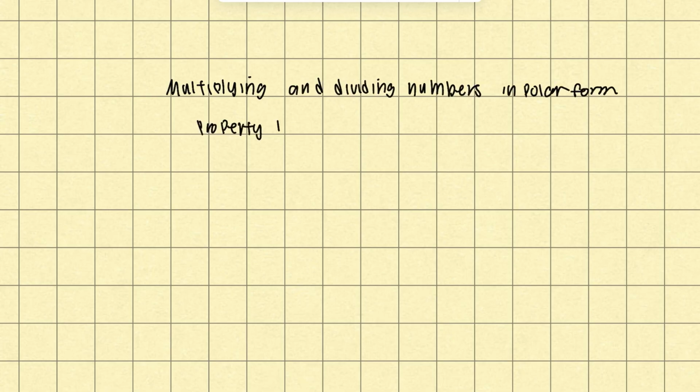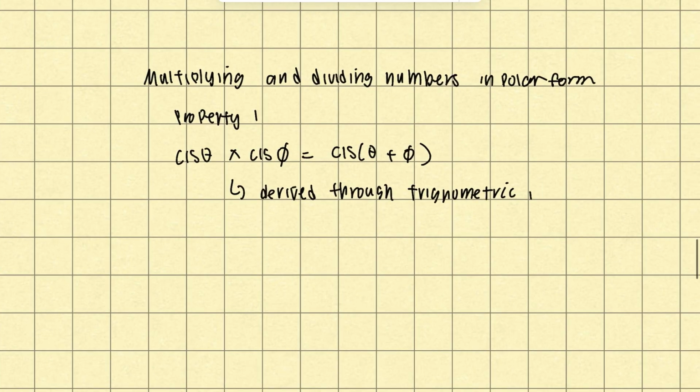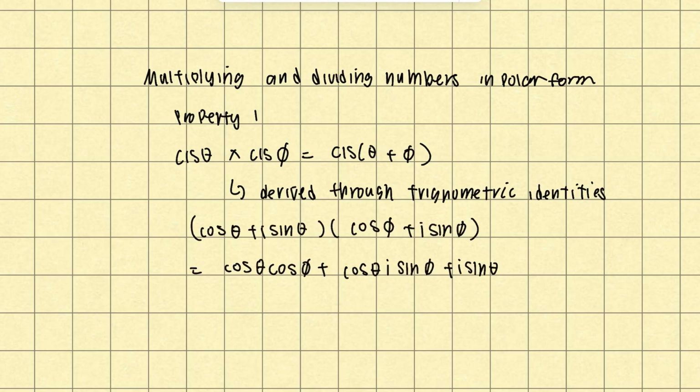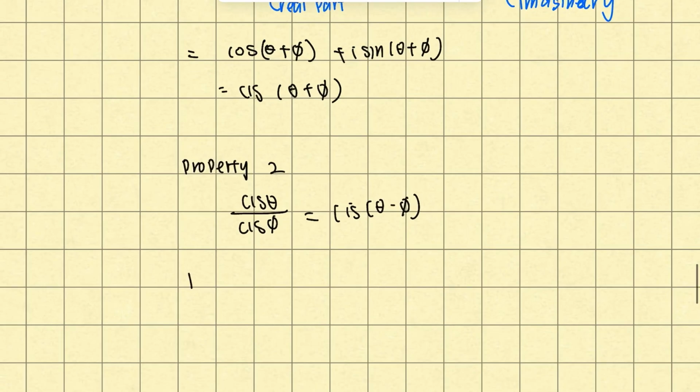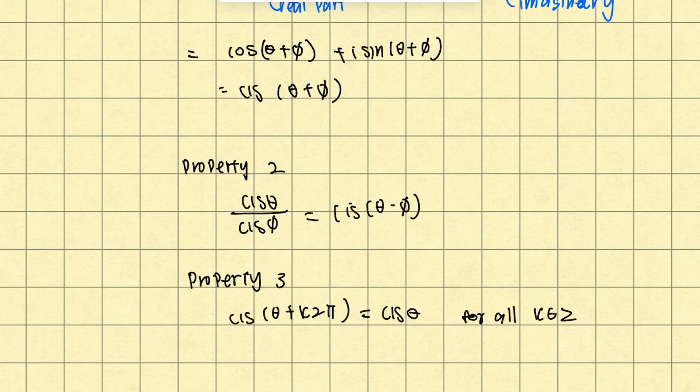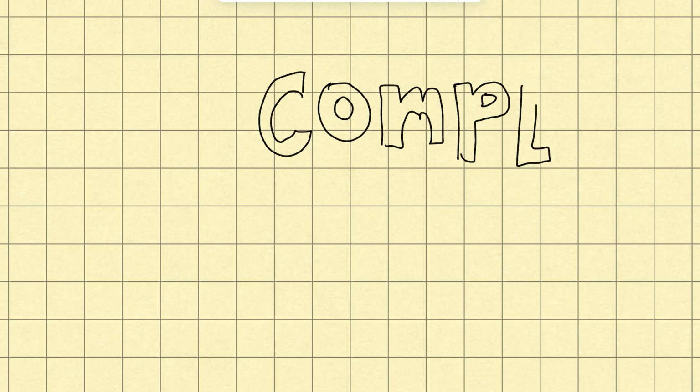We can also multiply and divide numbers in polar form. Take two numbers, cis theta and cis phi, that are multiplied against each other. By expanding the product, we can use trigonometric identities, specifically the compound angle formulas, to derive that it is equal to cis of theta plus phi. Property 2 is for cis theta divided by cis phi, which gives cis of theta minus phi. This can be derived in a similar manner through trigonometric identities. Lastly, cis of theta plus 2k pi, where k is an integer, is equal to cis theta. And those are the properties of polar form complex numbers.